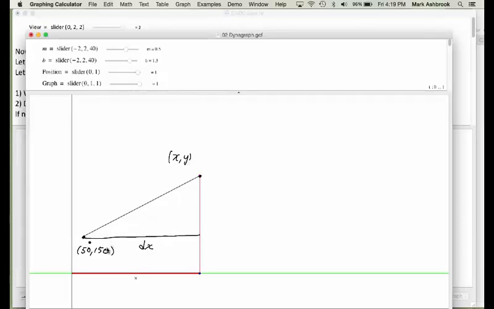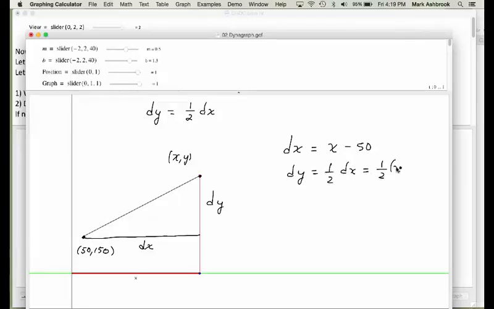What would dx be in this situation? Well, it'd be the change in x starting at 50 and ending at x. What would that change be? Well, it would be x minus 50. And then what would the corresponding change in y be? Well, we said that since it's a constant rate of change, the additional amount your friend paints is always 1/2 of the change in the amount that you paint. So dy would be 1/2 dx, and in this case, it'd be 1/2 (x minus 50).